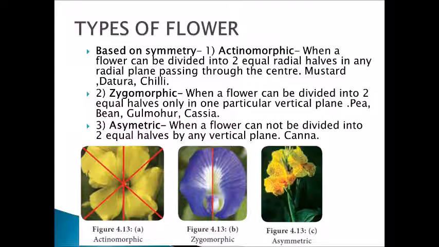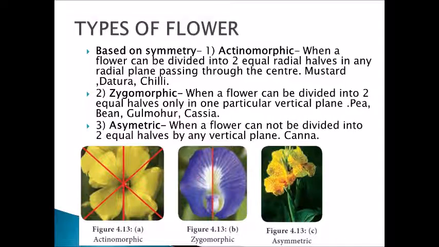The another type is zygomorphic flower. When a flower can be divided into two equal halves only in one particular vertical plane, not in any other plane, but only one vertical plane, you can divide it into two equal halves, then that is zygomorphic, and the examples are pea, bean, gulmohar, cassia.